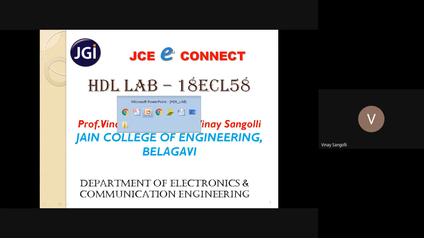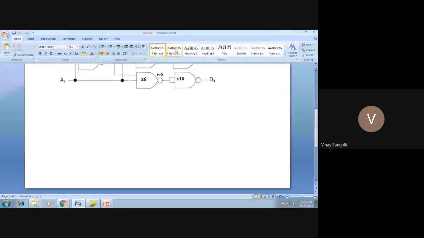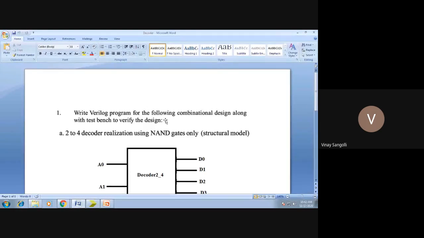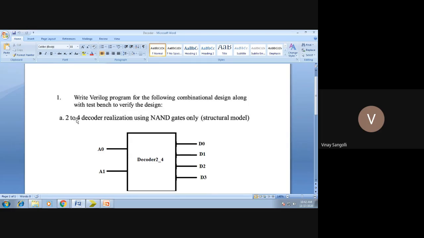So today we'll be starting with your first experiment. The first experiment statement goes something like this. I'll just read out the statement. Write the Verilog program for the following combinational design along with test bench to verify the design. In that, the first one is 2:4 decoder realization using NAND gates only. And in the bracket, they have written structural model. So this is how your syllabus has been given.